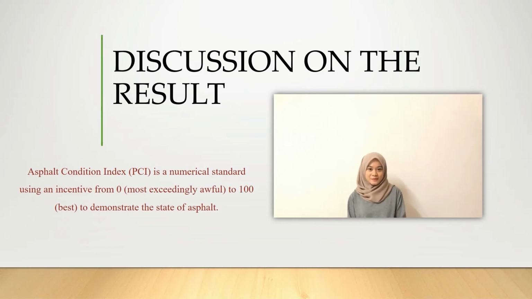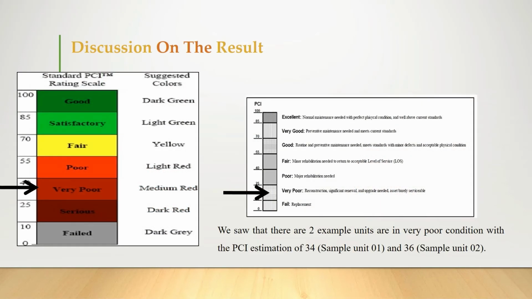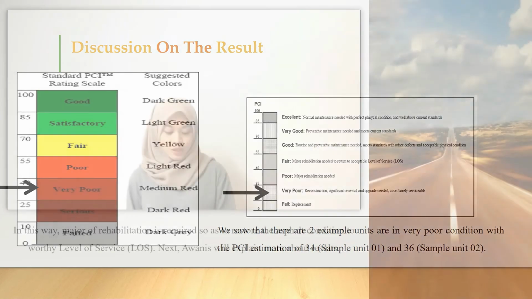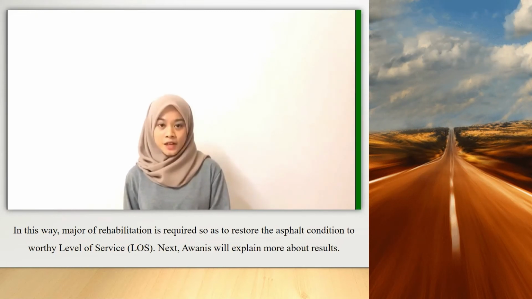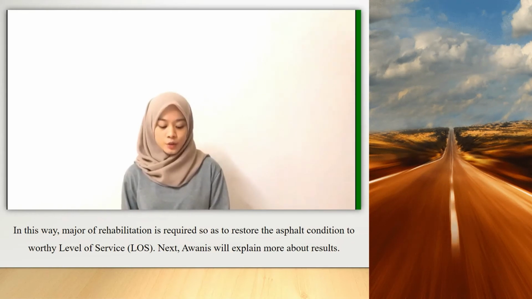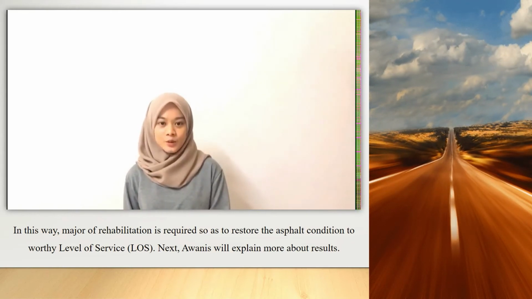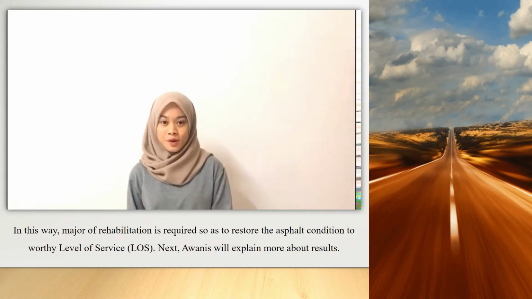Pavement Condition Index (PCI) is a numerical standard using a scale from 0 to 100, with CDV of 200 bars, to demonstrate the state of asphalt. We saw that there are 2 sample units in very poor condition, with the PCI estimation of sample unit 01 and 36 for sample unit 02. In this way, measures of rehabilitation are required so as to restore the asphalt condition to a worthy level of service (LOS). Next, Awanis will explain more about our results.